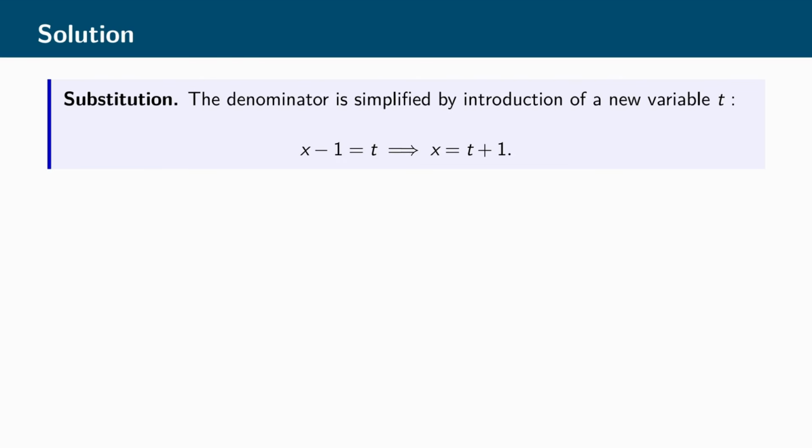Now we will do a substitution. The denominator is simplified by the introduction of a new variable t. So if we let x minus 1 be t, this implies that x is t plus 1. We just added 1 on both sides to get x equals t plus 1.